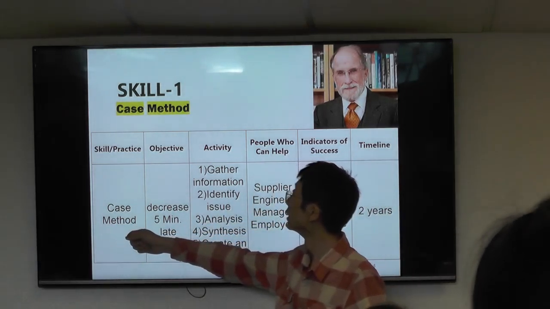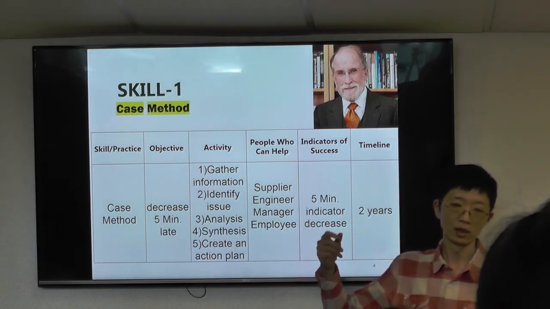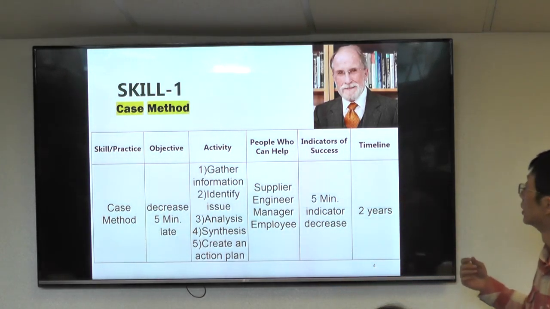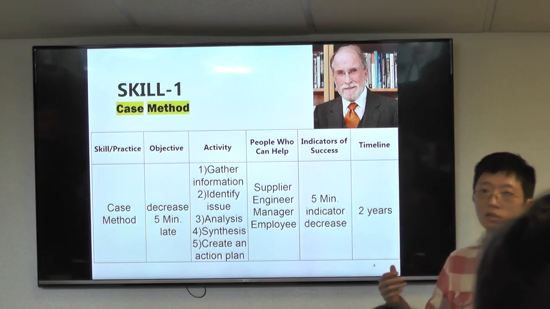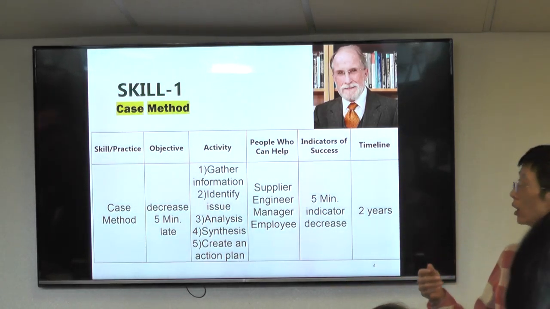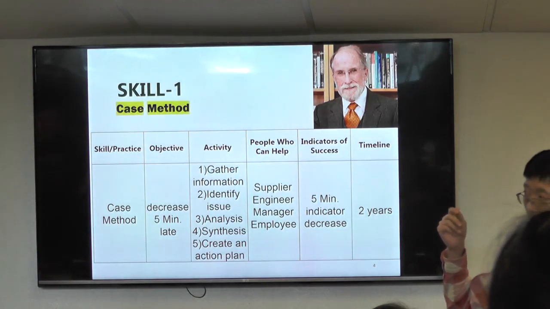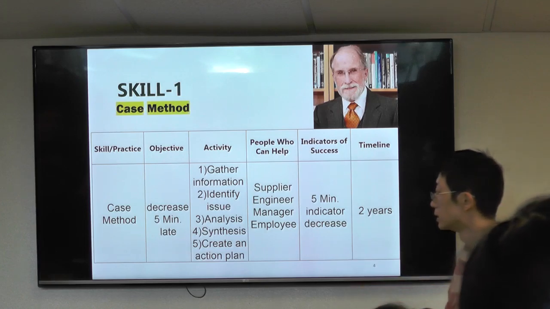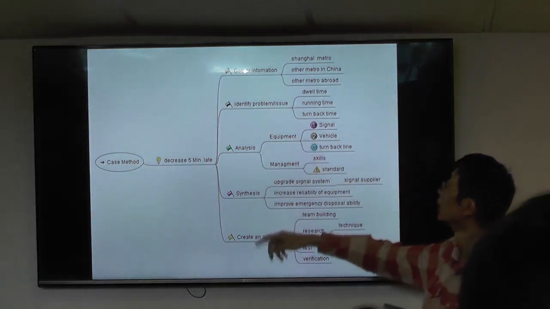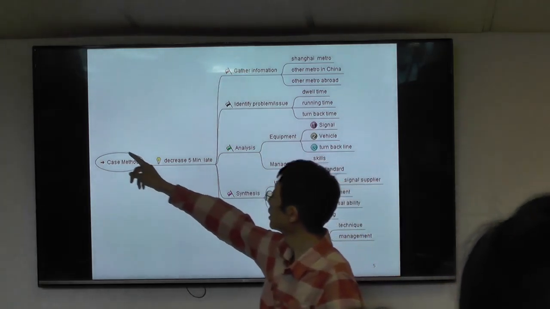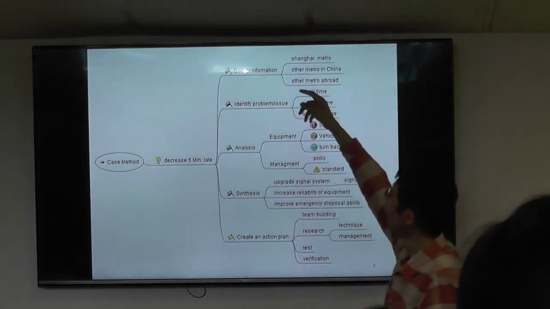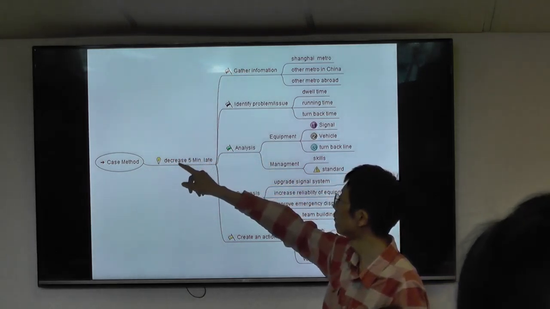The skill is case method, and the objective we set is to decrease the 5 minutes lateness of the vehicle motion. We used a tool named mind map. We use a software named FreeMind to apply this method. See the picture. This is the skill, this method. This is our objective. We want to decrease the 5 minutes lateness.